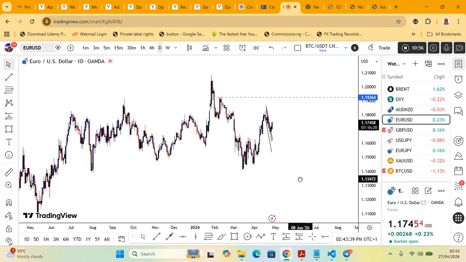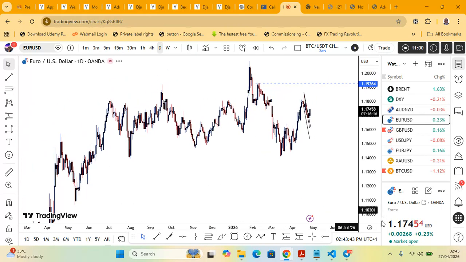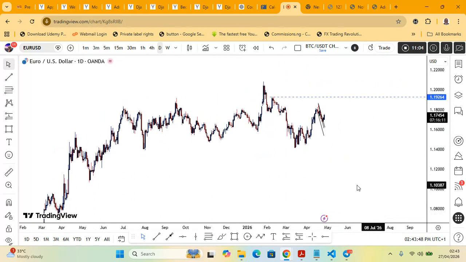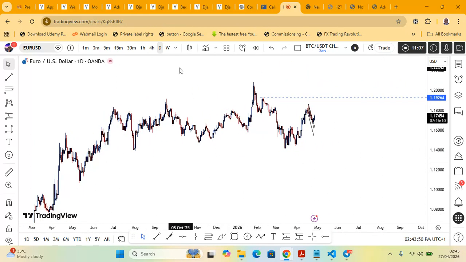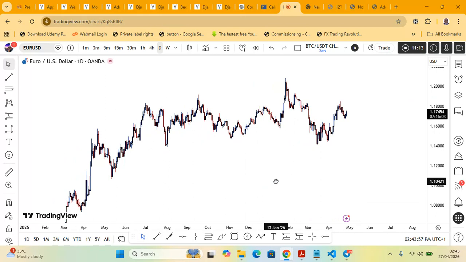The euro is just playing a sideways game. It's still ranging as well, but you need to bring out the characteristic structure of the euro.